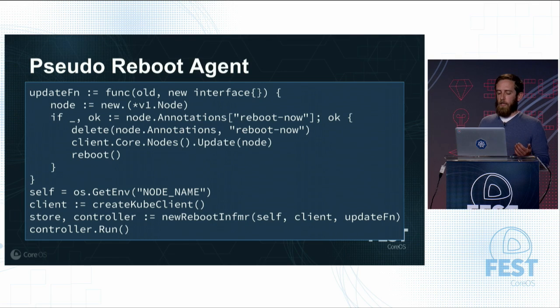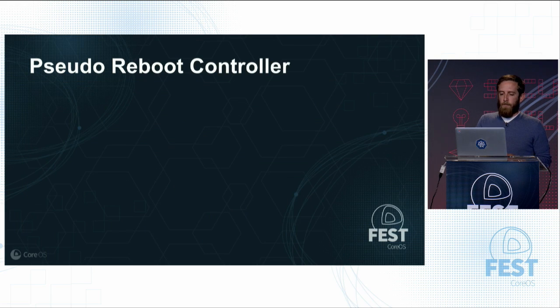So then, the entire process is that we get who we are, what node we're actually running on, from the environment. We create our client. Then using that information, we create an informer that uses the node that we're on, the client itself, and the update function. And then we tell it to run. And in the background, it's watching the API server for us. If a node gets updated, then it's going to trigger our update function. Our update function searches for that reboot now annotation. If it's there, we reboot the node. So not that much code. And this is somewhat pseudocode, but not that much. Like, this is actually pretty functional.